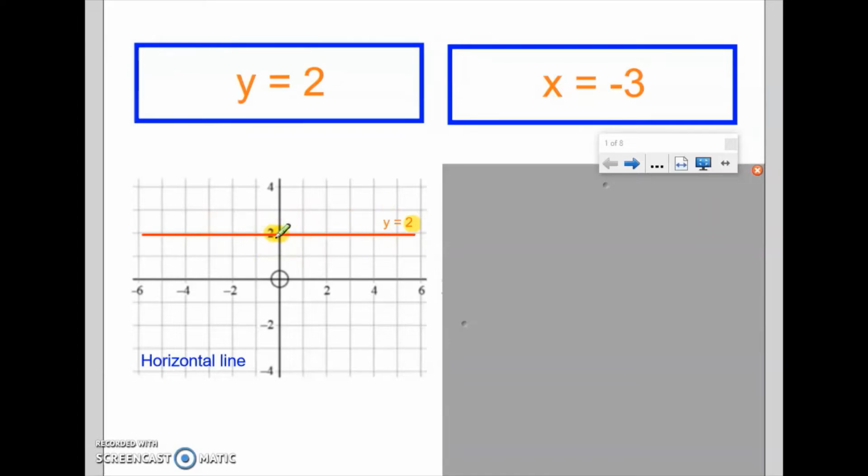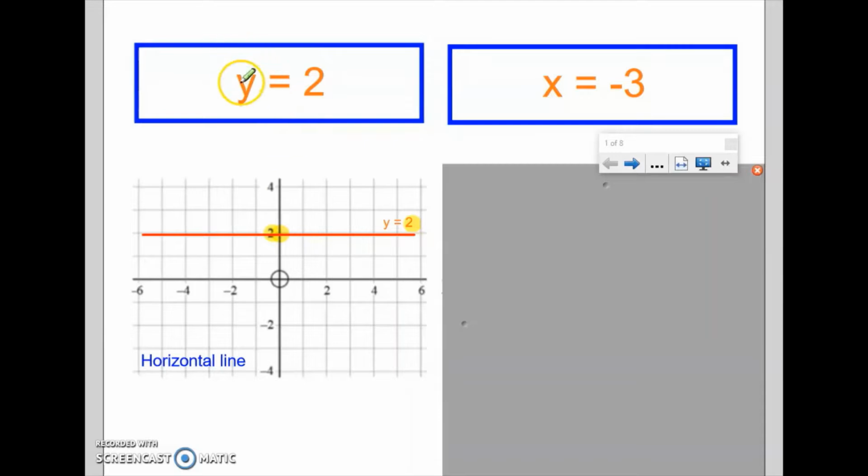cuts the y-axis. If we were to think of this in the form y equals mx plus c, the m before the x depicts the gradient. And therefore there is no gradient in a line that looks like this, which is why we have a horizontal line. There is no slope on this line. So this could be y equals 0x plus 2, but we just write it as y equals 2.